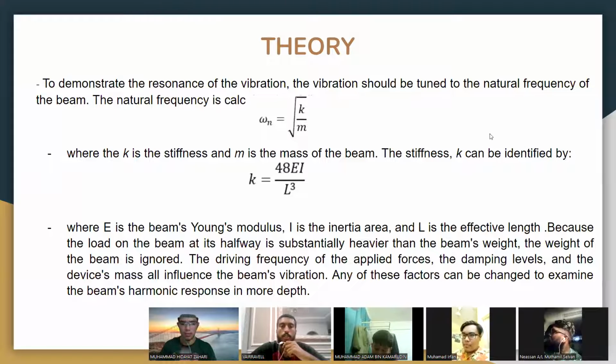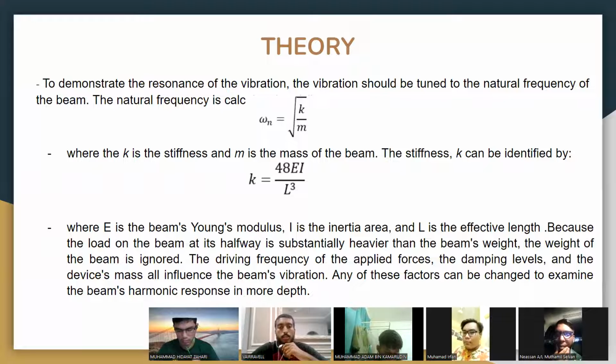For the theoretical background, to demonstrate the resonance, the vibration should be tuned according to the natural frequency of the beam. As you can see, we can calculate the natural frequency according to the formula given. K is known as the stiffness, and M is the mass of the beam. The K, which is the stiffness, can be identified using the formula given also.